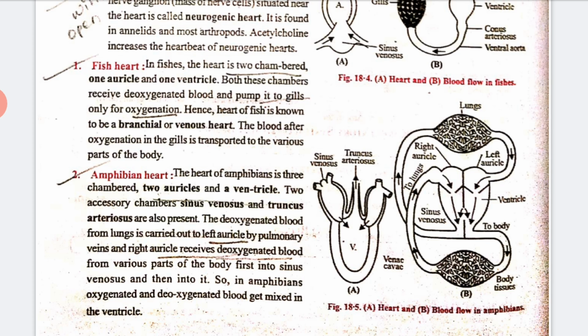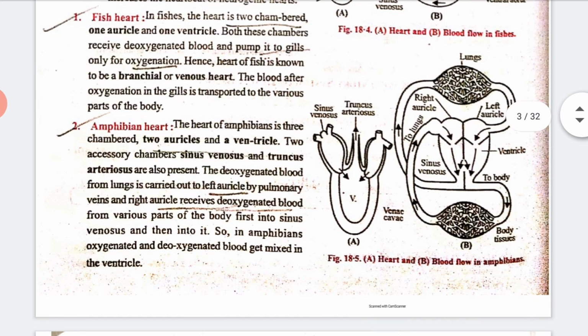Clear? Next we have the amphibian heart. The heart of amphibians is three-chambered, with two auricles and a single ventricle. Two accessory chambers, the sinus venosus and truncus arteriosus, are also present. Oxygenated blood from the lungs is carried to the left auricle by pulmonary veins, and the right auricle receives deoxygenated blood from various parts of the body, first into the sinus venosus.